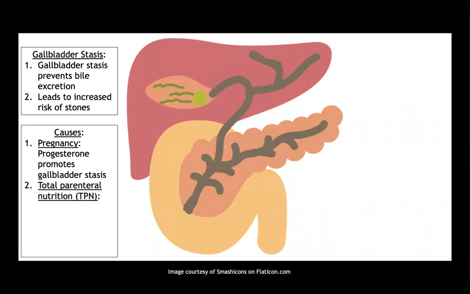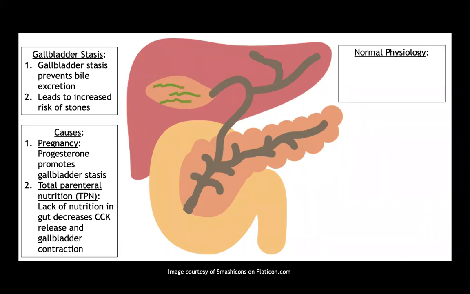Another thing is total parenteral nutrition, which just means that all your nutrition's coming in through an IV line. Nothing's coming in through your GI tract. This is in people who are very sick. And in TPN, the lack of nutrition in the gut decreases our CCK release, which will subsequently decrease our gallbladder contractions. So normally, if you or I had some food, it would enter the duodenum, and it would stimulate CCK.